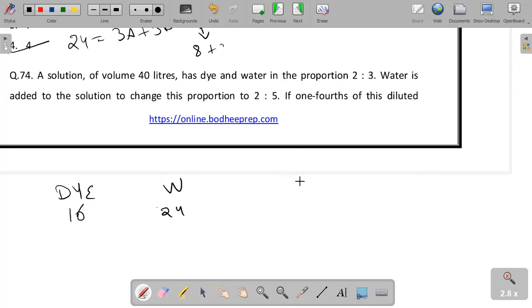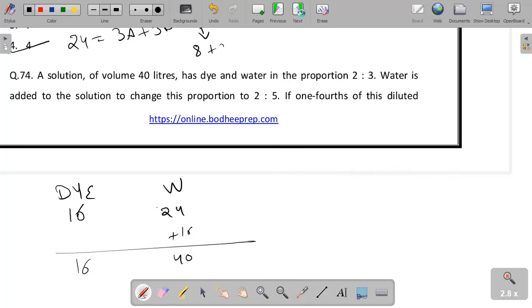Okay, so water is added, so the dye remains constant. So the total solution becomes 40 plus x, and he's saying that this would be 2 to 5, that is 2 by 7. So if I go by multiply and divide, 80 plus 2x is equal to, so x is equal to 16. So 16 more is added. If I add 16 of water, then I would get this as 16 and 40.